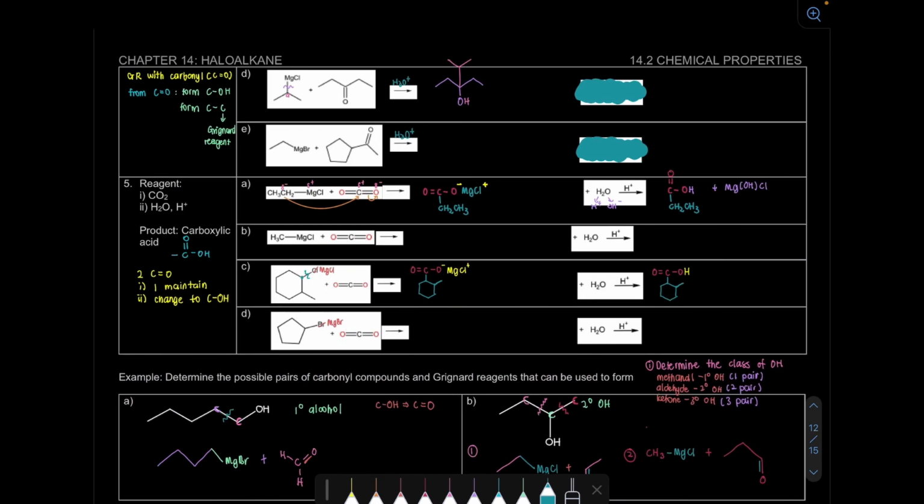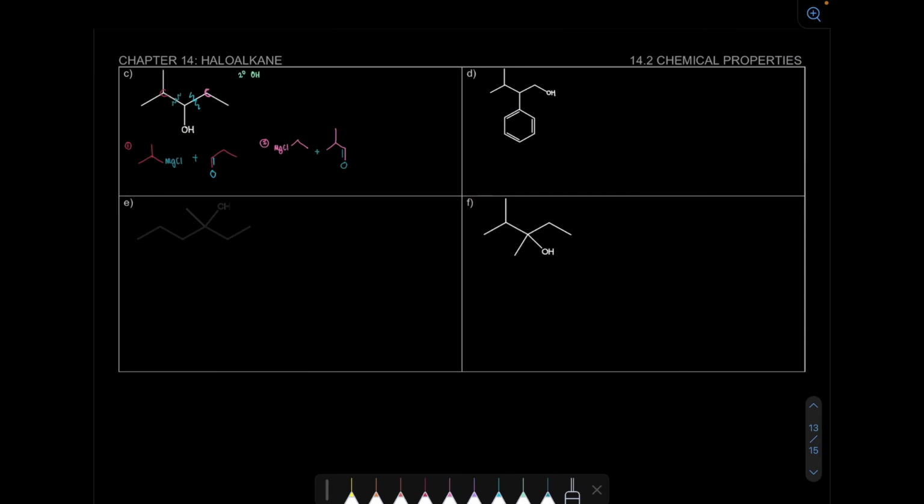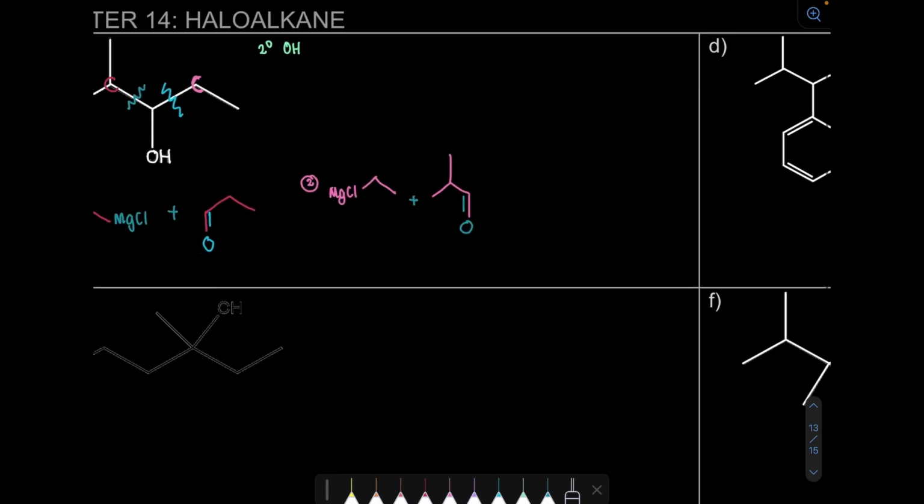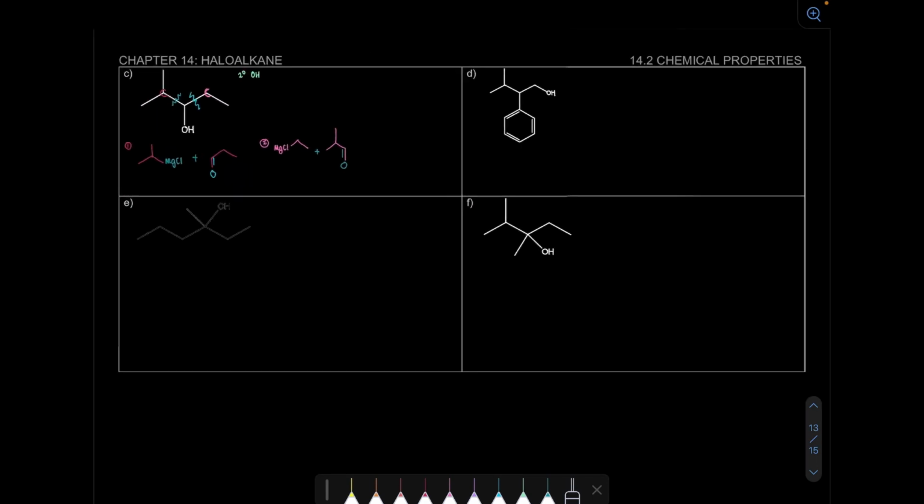Okay, remember actually you have to determine the class of alcohol. Senang, so that you know how many possible pair there is. So kalau secondary, maknanya there are 2 possible answer lah, and then it's from our aldehyde. Okay, remember ada satu carbon hydrogen is not shown here. Okay, so question D, E and F, I believe you could try it yourself.